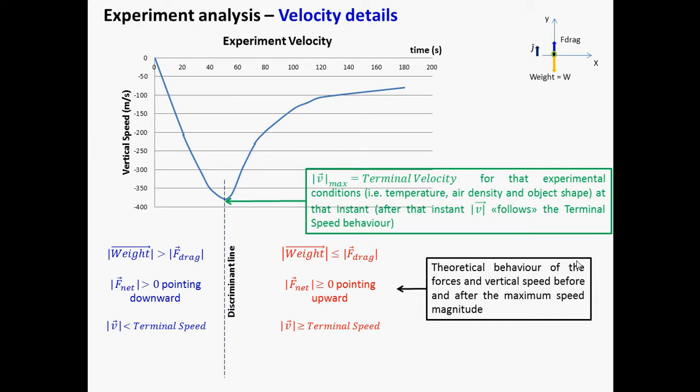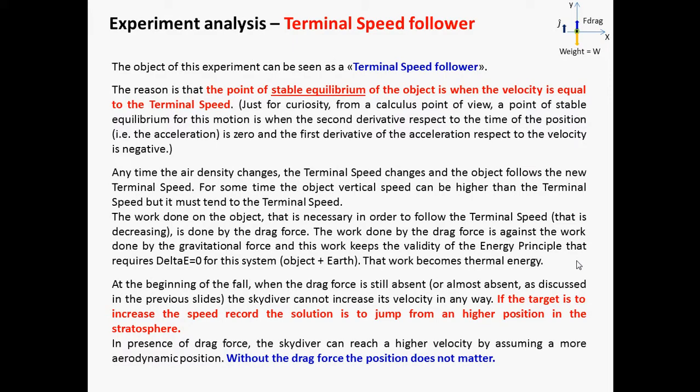Fnet is pointing upward or it is zero, and the velocity must decrease since it is greater than the terminal speed. The falling object is a terminal speed follower, because the terminal speed is a point of stable equilibrium for that system. The object follows the terminal speed because the drag force does a negative work on the object at the expense of the kinetic energy.